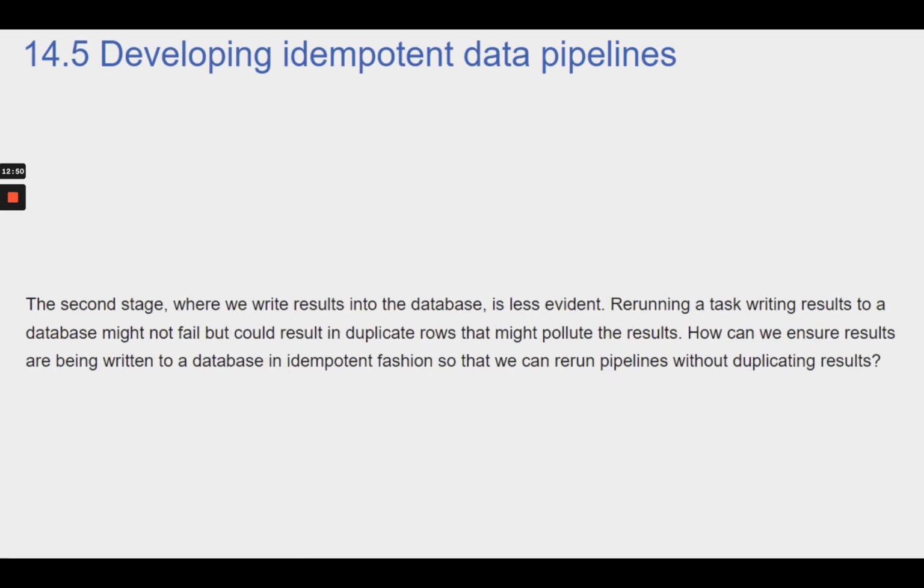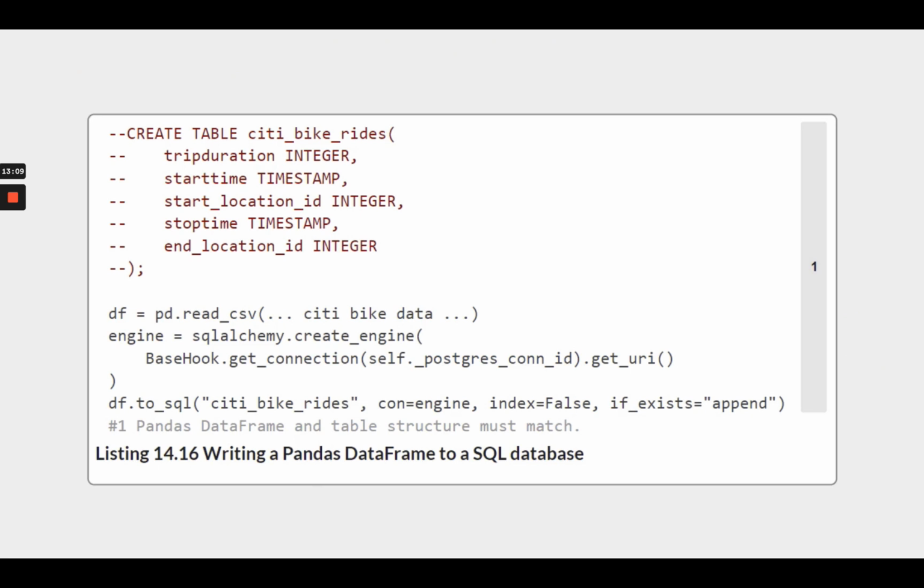The second stage, where we write results into the database, is less evident. Rerunning a task writing results to a database might not fail, but could result in duplicate rows that might pollute the results. How can we ensure results are being written to a database in idempotent fashion so that we can rerun pipelines without duplicating results? One way is to add a column to the table that can identify something unique about the job writing to the database. For example, the execution date of the Airflow job.